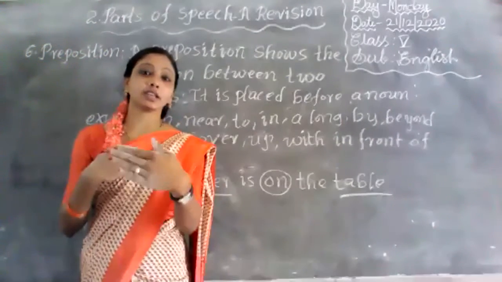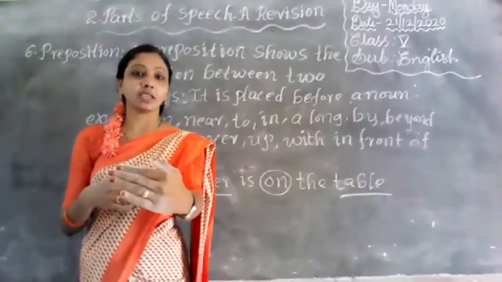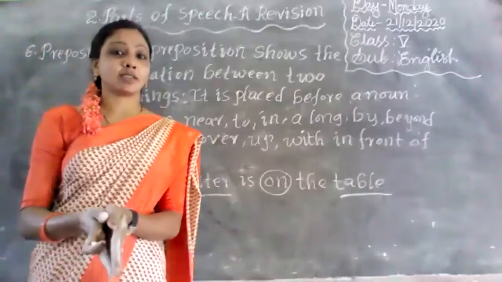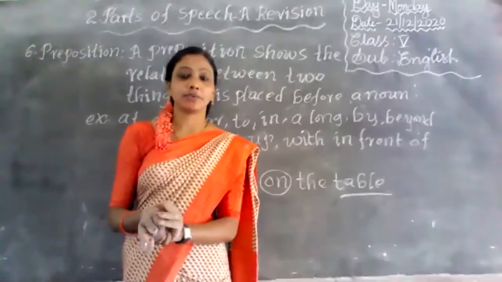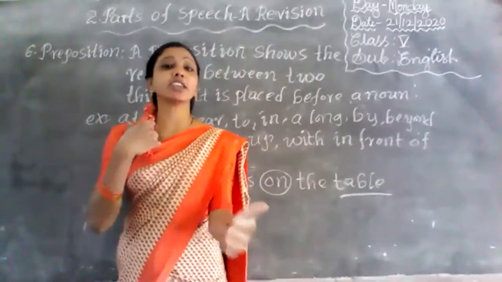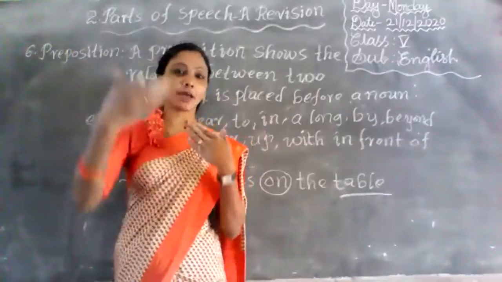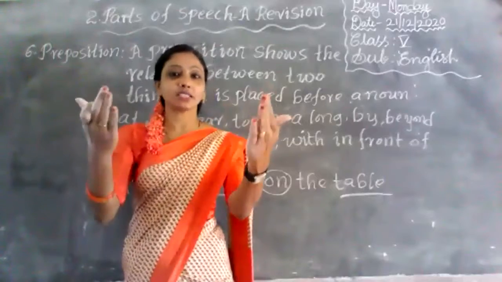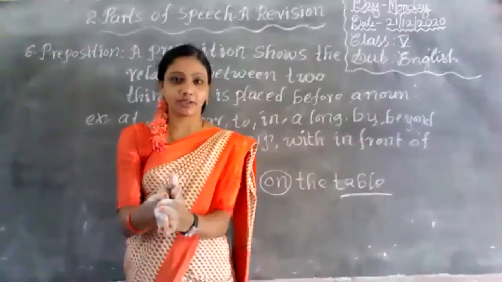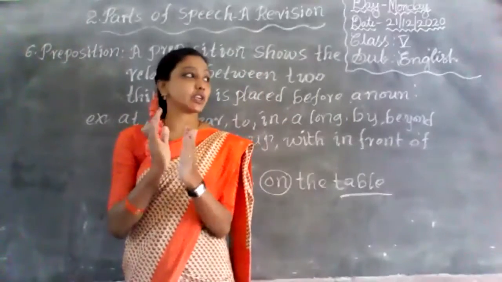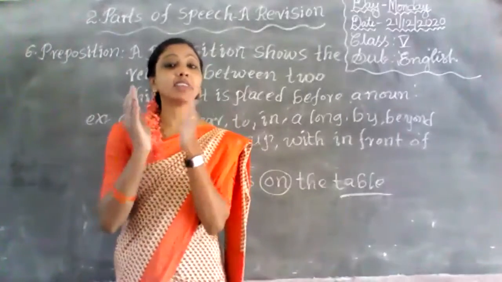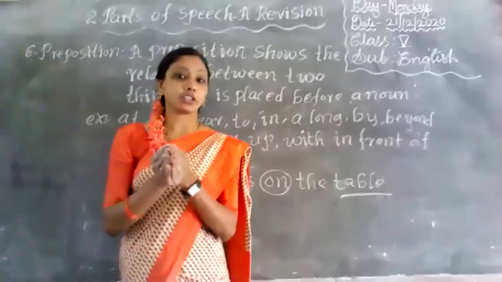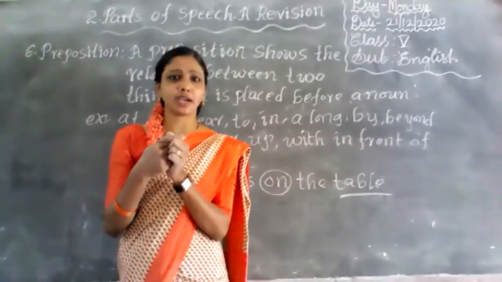So, where are you? You are sitting near me. What is the relation between me and you? You are sitting near me. Okay, near. In front of: you are sitting in front of me, right? You are sitting there, I am here. You are sitting in front of me. In front means you are exactly sitting on the front side. In front of is the preposition. So what is the relation between me and you? We are sitting in front of each other. So here in front of shows the relation between you and me. Right?